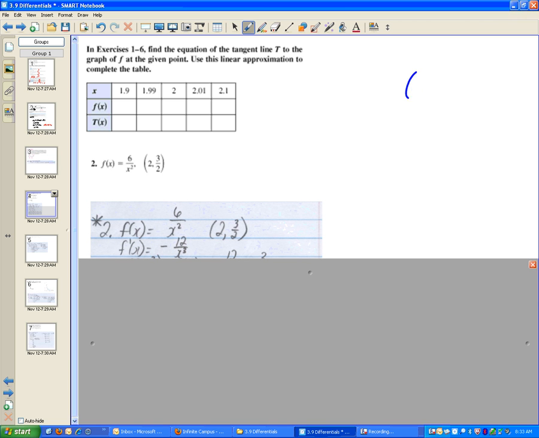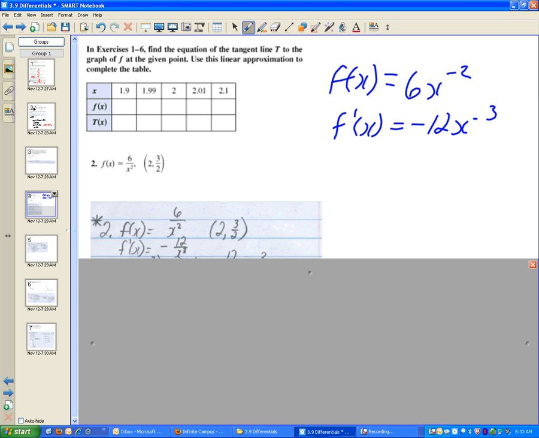Here's what I'm doing. I've got 6x to the negative 2, right? So power rule it, get negative 12x to the negative 3, which I can write as negative 12 over x cubed. All right, so there's the derivative. That's a formula to find the slope of the tangent line.